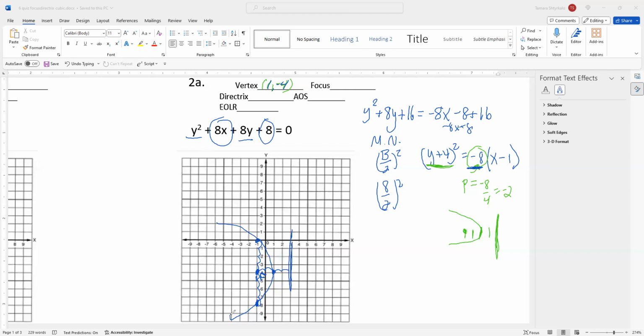Okay, and then my focus is here, which is negative 1, negative 4. And then the directrix goes through the x-axis at 3. Then the axis of symmetry goes through the center, where it cuts it in half. That goes through the y-axis at negative 4. And then the endpoints of the latus rectum are those. So that's negative 1, 0, and then negative 1, negative 8. And that's how you do that one.